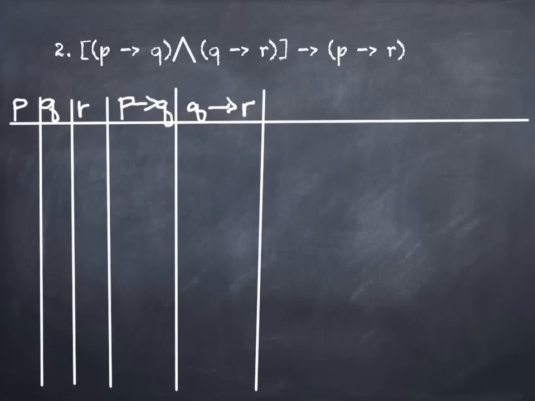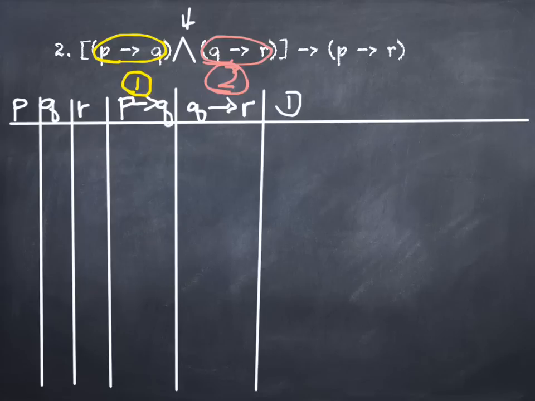I need to do 1 and 2. Eventually I am going to need a P arrow R, but I don't want it yet. The first thing I need to do is join these with the and. So I'm going to give them each a different name so that I don't have to write as much. I'm going to call this one number 1, and the second one number 2. So I'm going to do then what? 1 and 2. And after I do 1 and 2, then what?